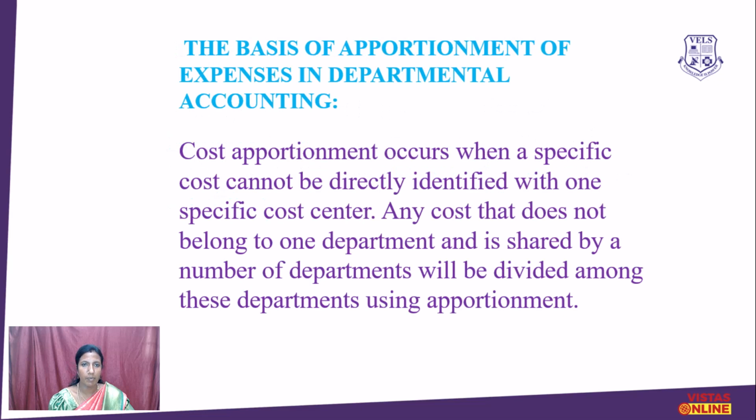The basis of apportionment of expenses in departmental accounting: cost apportionment occurs when a specific cost cannot be directly identified with one specific cost center. Any cost that does not belong to one department and is shared by a number of departments will be divided among these departments using apportionment.